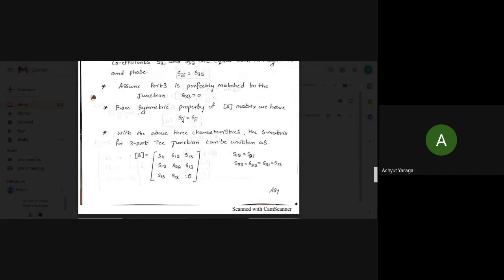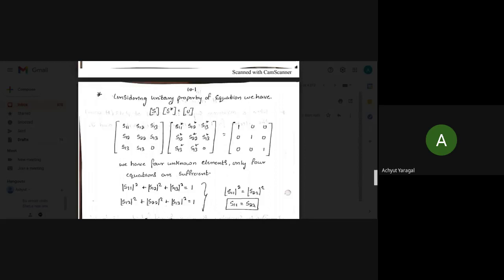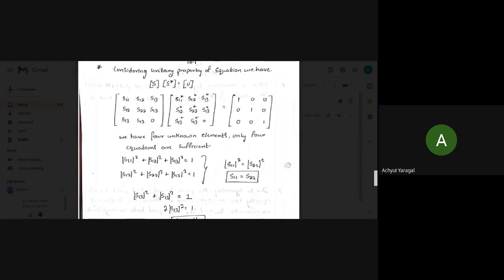Using the symmetry property, you should write all the terms like S23, S32 in terms of S13 and so on. Thereafter again you have to use the unitary property of this particular equation. Just cross multiply. Instead of having the 9 equations, just have the 4 equations as I told.